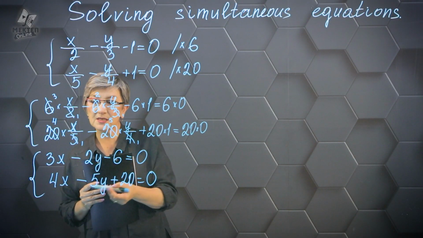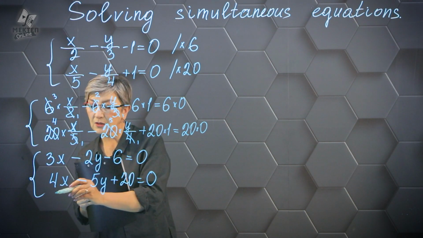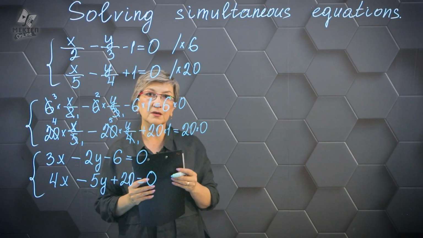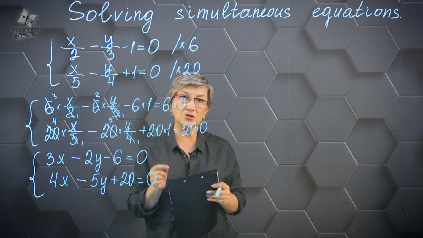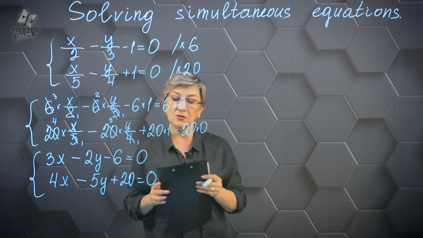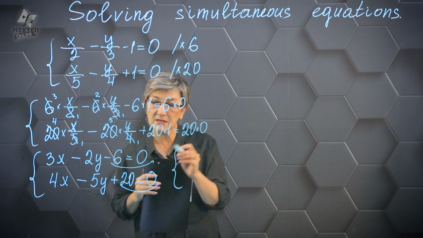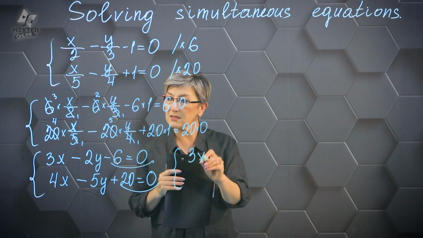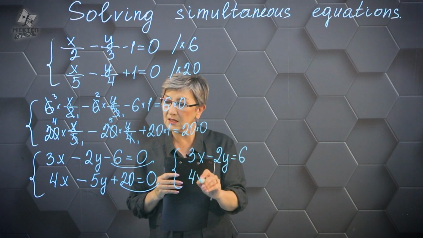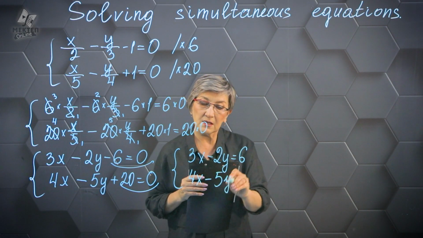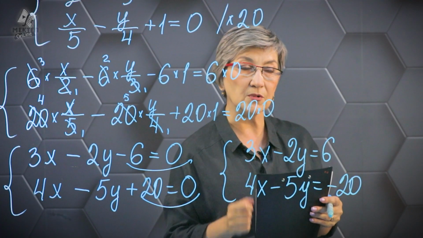Now we have formed a system of equations, and we will solve this system of equations together. Now we need to select an appropriate method to solve this system. To start, let's move the number minus 6 to the right side, and 20 as well. Then 3x minus 2y is equal to 6, and 4x minus 5y is equal to minus 20. We have obtained the following system.